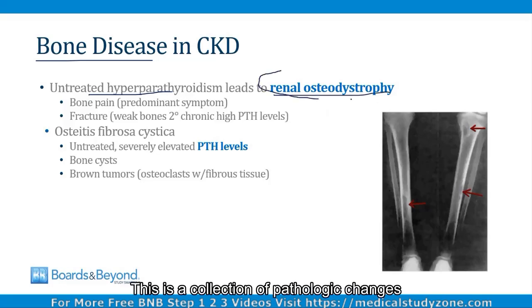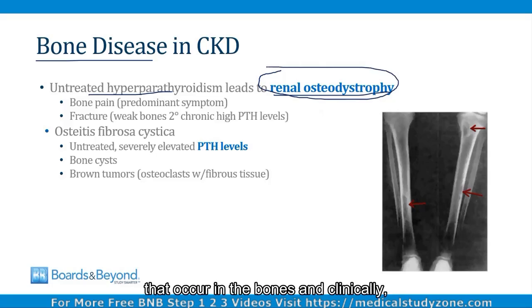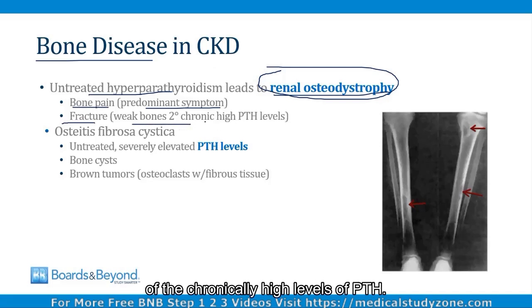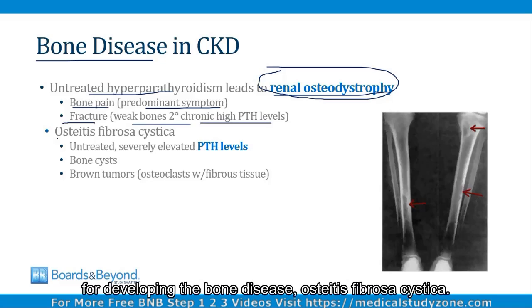This is a collection of pathologic changes that occur in the bones, and clinically it can cause patients to develop bone pain. This is the predominant symptom, and it also sets them up for fracture. Their bones become weak because of the chronically high levels of PTH. Patients with CKD are also at risk for developing the bone disease osteitis fibrosa cystica.